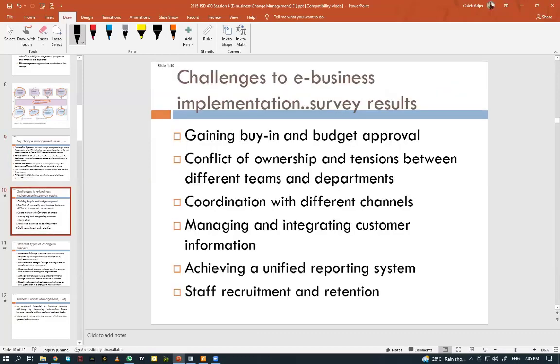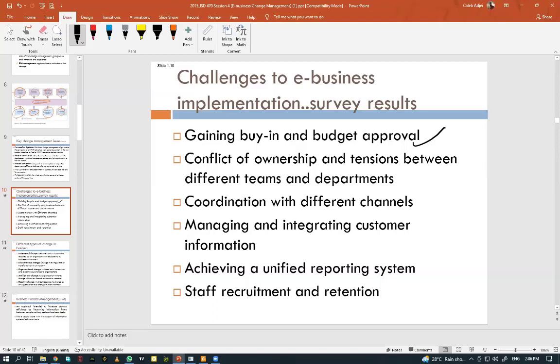What are some of the challenges to e-business implementation according to some survey results? Number one is gaining buy-in and budget approval. You see, in Unit 1, we made mention of some of the barriers to e-business implementation and said one of them is the setup cost. And if it is expensive to introduce e-business, then if you don't take care, you will not get budget approval for it because it might be expensive.